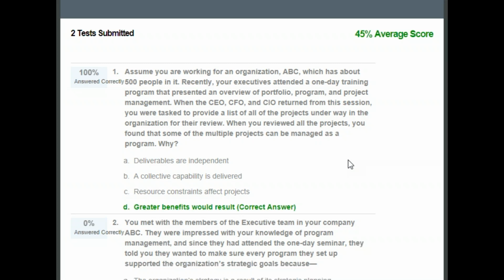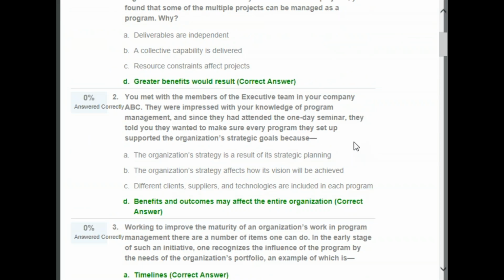Deliverables are independent. That is wrong. A collective capability is delivered. No. Resource constraints affects the projects. No. Greater benefits would result by joining them together. So this question was attempted 100% correct. Both of you correctly pointed to D option. Second question, both of you were wrong.